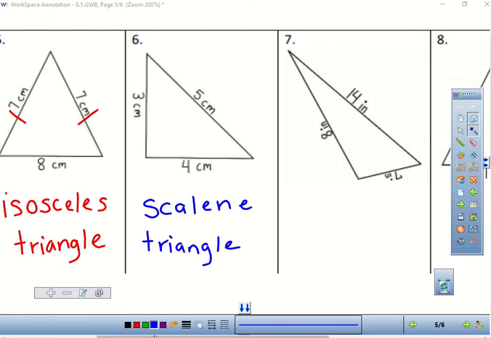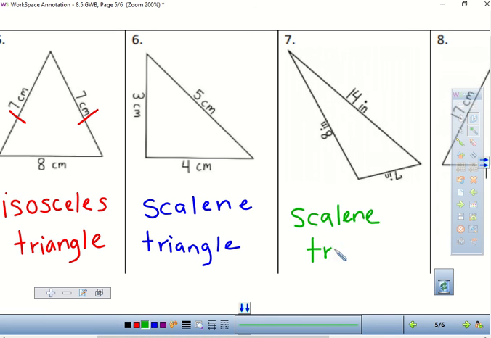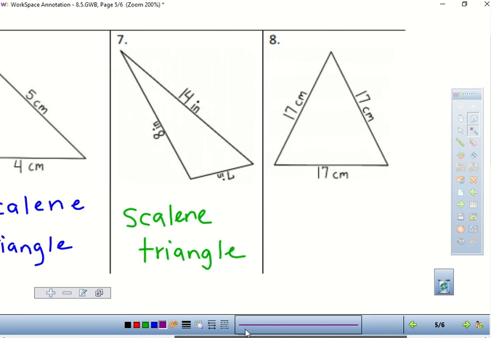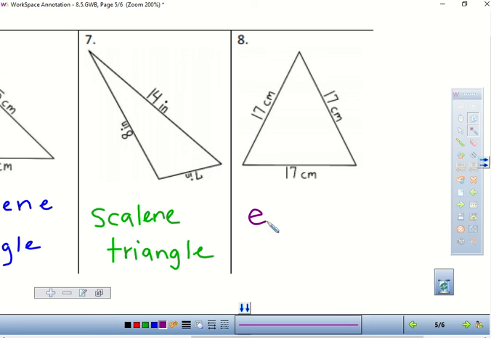It is scalene, good. So this one is scalene because once again all the sides are different. And this one is equilateral, good. Why is this one equilateral? Because they're all the same. Good.